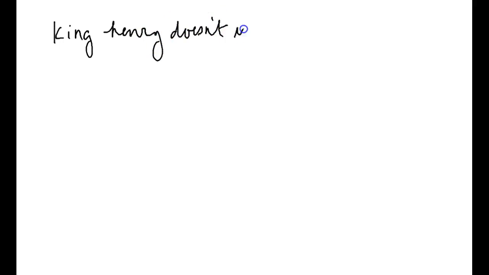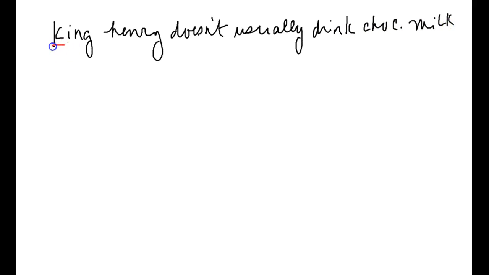Let's look at another way to remember this. It's a little memory device, and it goes like this. King Henry doesn't usually drink chocolate milk. The first letter of our little memory device for each one of those is the unit chart.